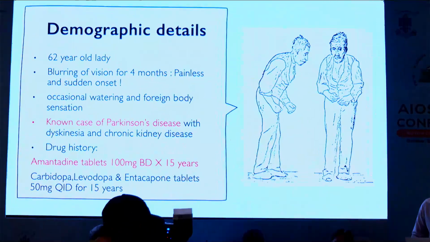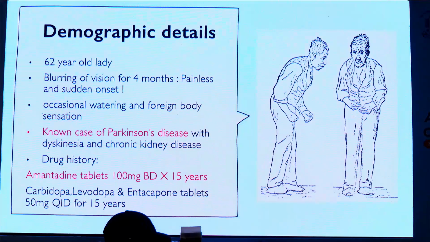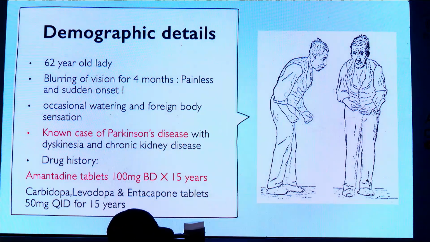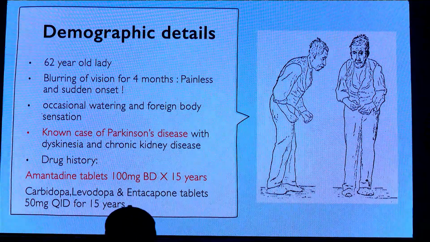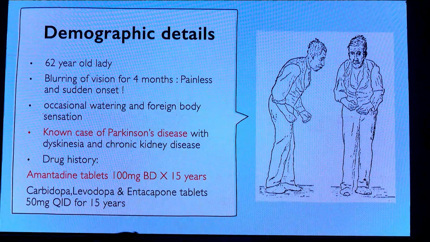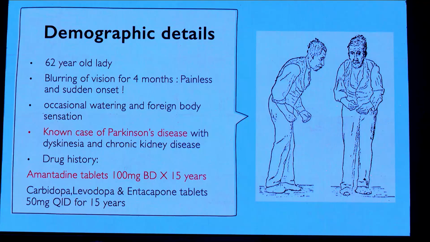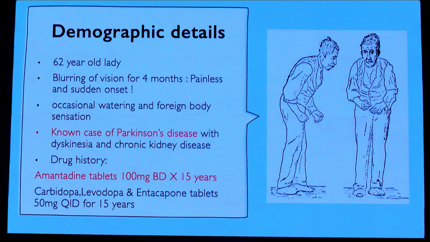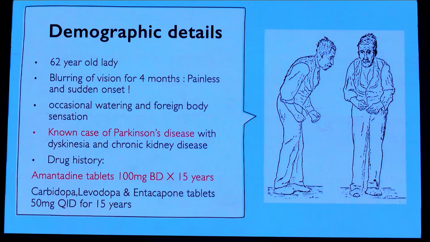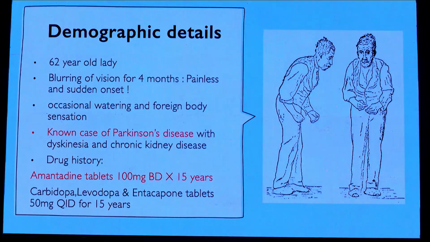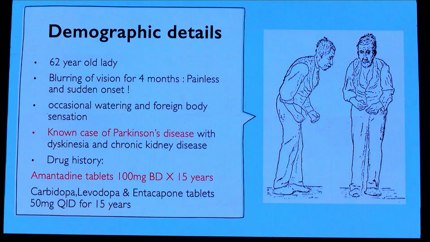Let's look at a case of a 62-year-old lady who came with blurring of vision for 4 months, which was painless and sudden in onset. She had occasional watering and foreign body sensation. She is a known Parkinson's disease patient with CKD and dyskinesia as well. She has been using amantadine 100 milligrams BD for the past 15 years, along with carbidopa, levodopa and entacapone.